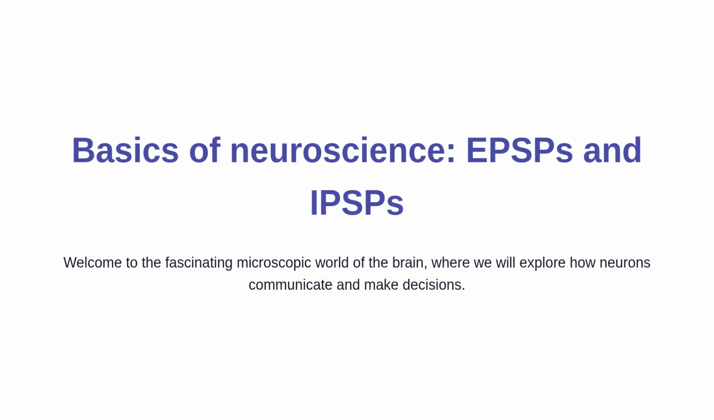Welcome to the fascinating world of neuroscience. Today, we are going to explore how neurons communicate with each other to make decisions. We will dive into excitatory and inhibitory postsynaptic potentials, commonly known as EPSPs and IPSPs. These tiny electrical signals are the fundamental building blocks of all brain activity, from moving a muscle to forming a complex memory. Let us begin our journey into the microscopic world of the brain.